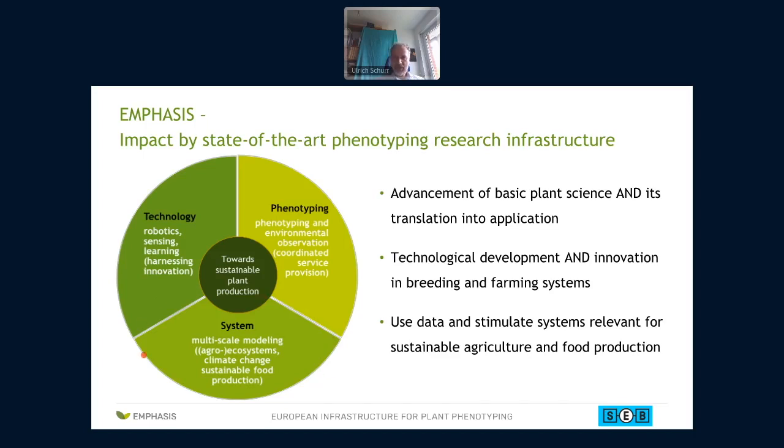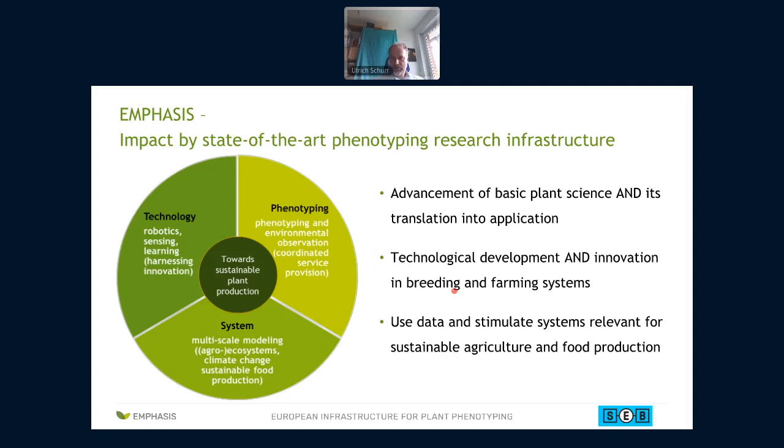And there's a systemic part where we also look into modeling, into the ecosystem, the climate change, sustainable food production, so the target systems which are out there, which we also need to address in order to make things properly work and being targeted. And all of this obviously shall lead to integrated sustainable plant production. The advancement of it also looks at the advancements of basic science and its translation into application.